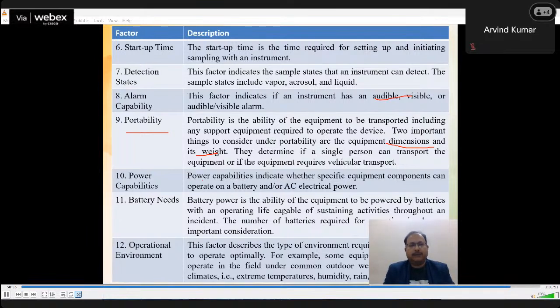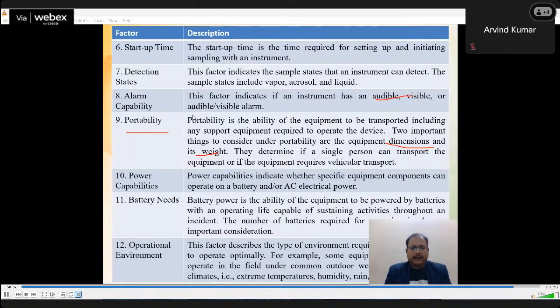Just giving an example of a camera: if a camera requires a battery or requires a power connection, you will preferably go for the battery, because we have to take it to a place where the scenes are available. Similar is the case with the power requirements of a sampling device or detection device. It should have specific components.